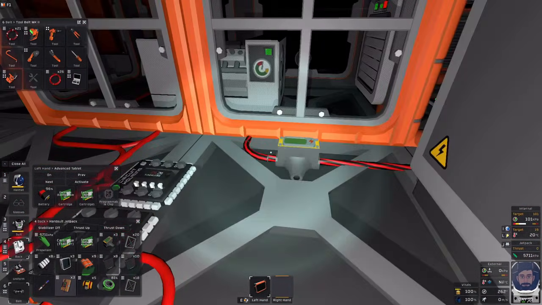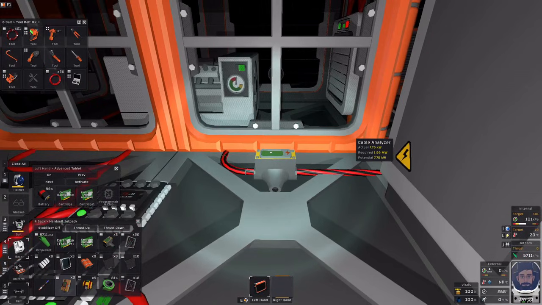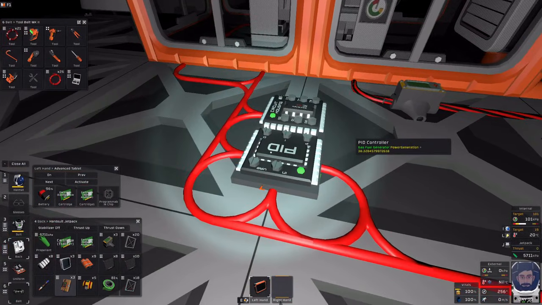Alright, so we got a state change. Now it needs to match 10.3. You see now, my GFG is getting ramped up to meet that demand. Hopefully ramps to 10.3. There you go. And that's what this PID is doing.